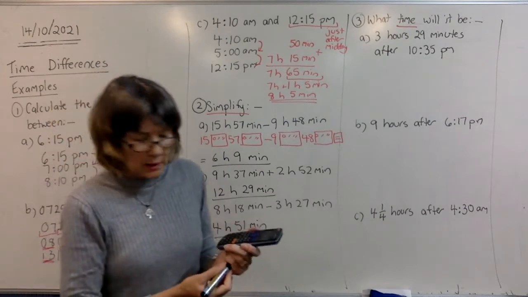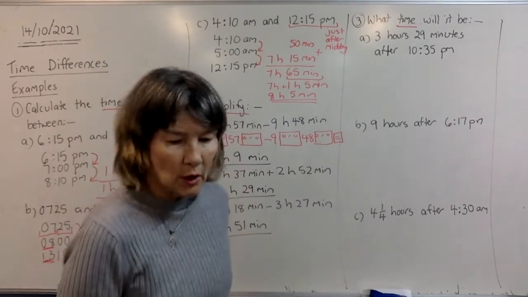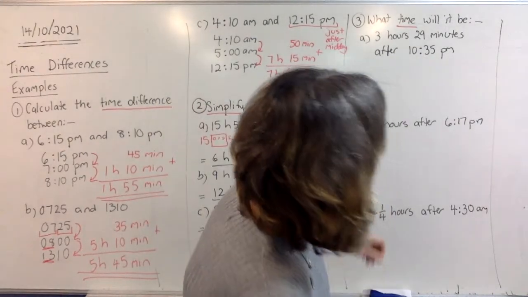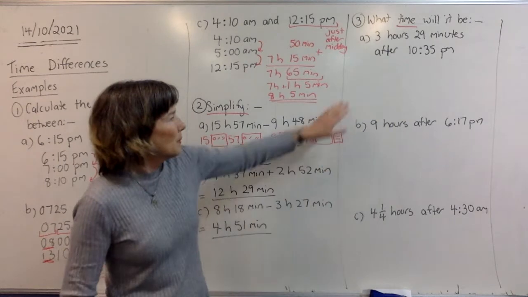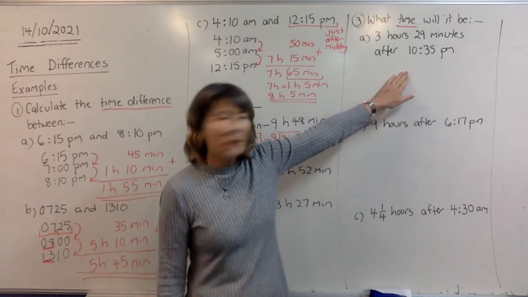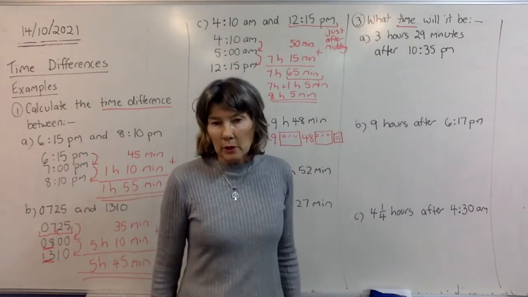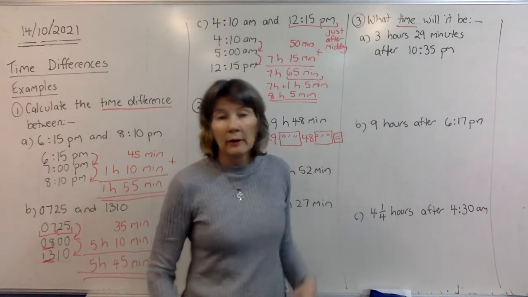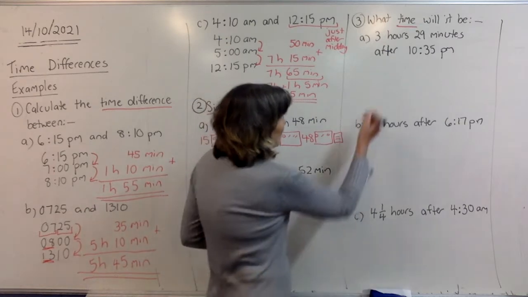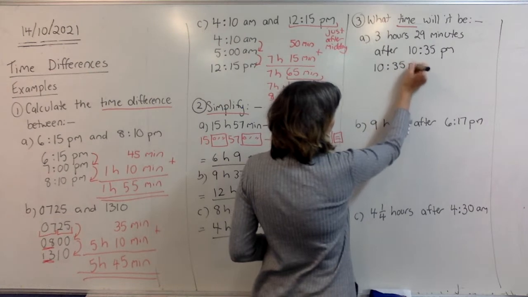Okay, so on to the next type of question. So they will be asking you things like what time will it be, so many hours and minutes after a particular time. So for instance, we might say you start watching a movie at 10:35 p.m. The movie goes for 3 hours and 29 minutes. What time is it when the movie's finished? Okay, that sort of question. So we're going to start with the time they give us, 10:35 p.m.